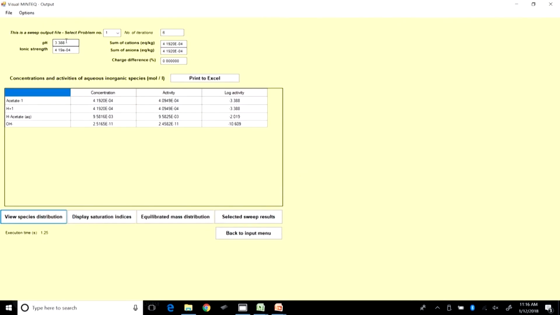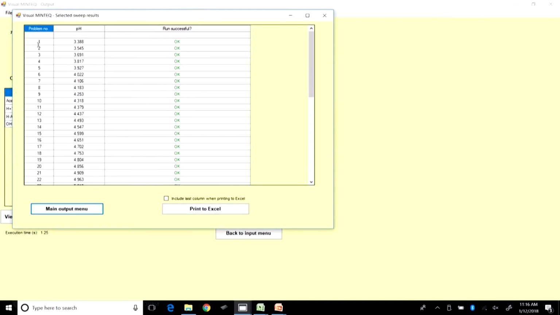And obviously the first case we can look at is, because I am just adding HAC, obviously the pH is going to be in the acidic region 3.38, and the number of titrations here are 50, as you can see, or iterations, pardon me. And then I need to look at the selected sweep results. So I see that with my increasing base concentration, problem 1 means 0 base added, and minus 3 molal at 1 unit concentration is added at problem 2, and so on and so forth until we reach 50 units, I guess.